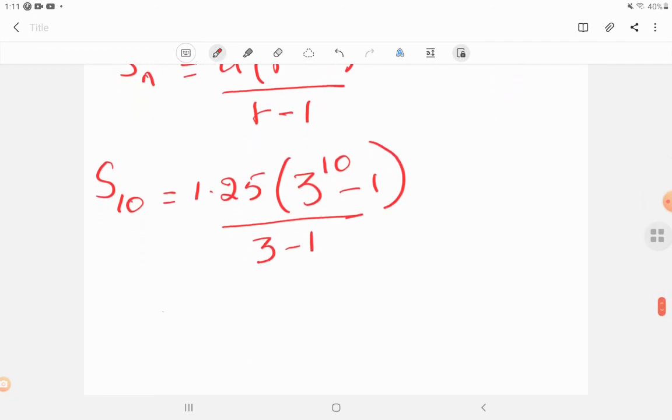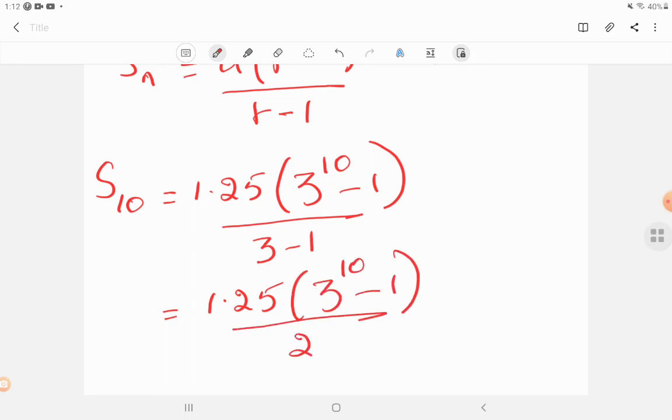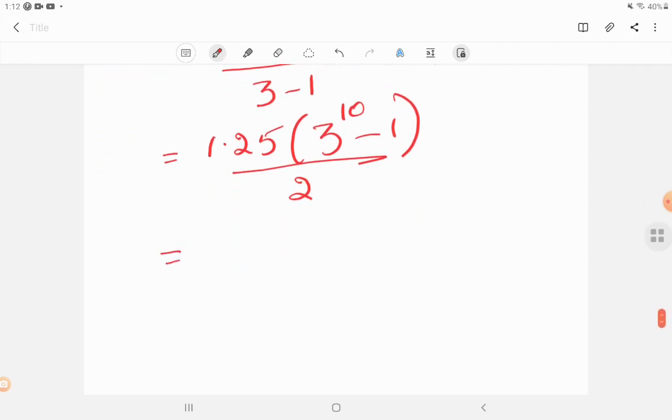And therefore, 1.25 times 3 to the power of 10 minus 1, over 3 minus 1, which is 2. Use a calculator and evaluate what is in the bracket. So 3 to the power of 10, then you subtract 1 from it, multiply by 1.25, and then divide by 2. You get 8,201.1. So the sum of the first 10 terms of this geometric sequence, where A is equal to 1.25 and R is equal to 3, is 8,201.1.